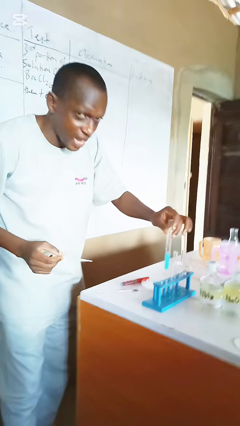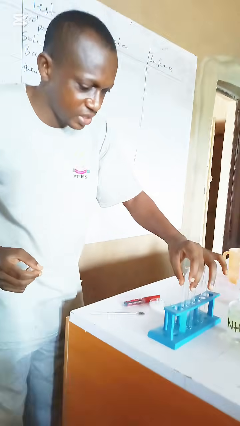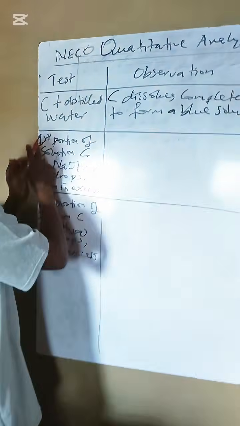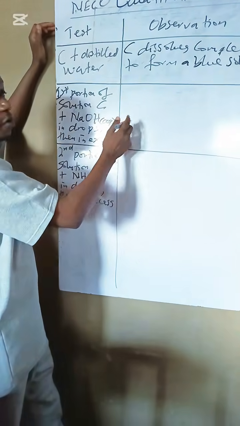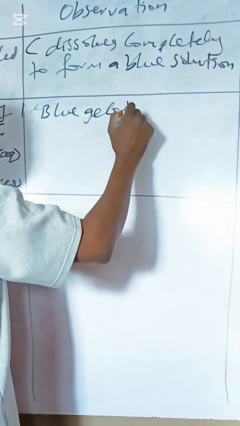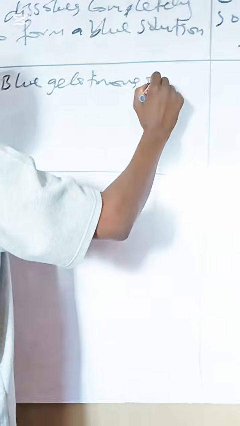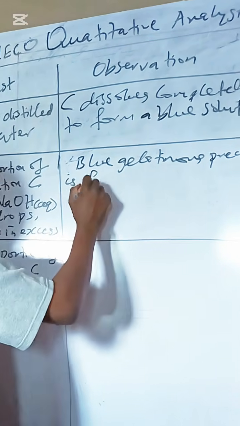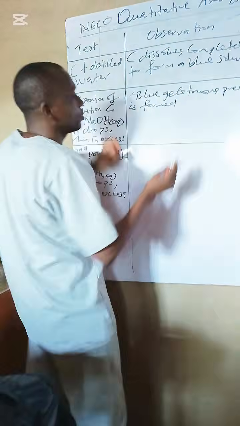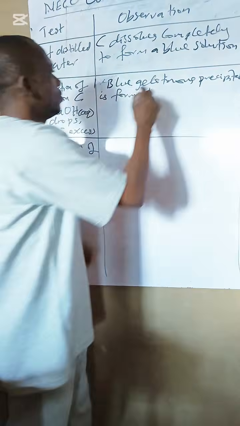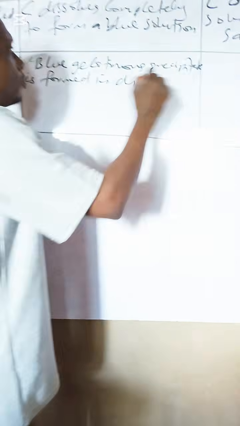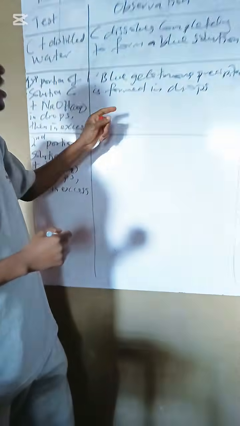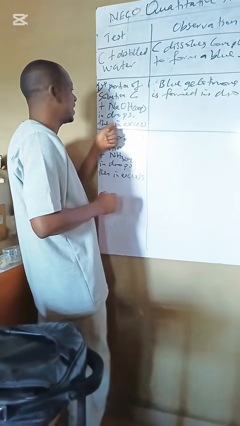So let's put this on the rack over here. Let's put it down as it may be. Now, first portion of solution C plus sodium hydroxide: blue gelatinous precipitate is formed or is observed, in drops. You now say blue gelatinous precipitate in drops. Now, since we have said in drops, you now say then in excess.